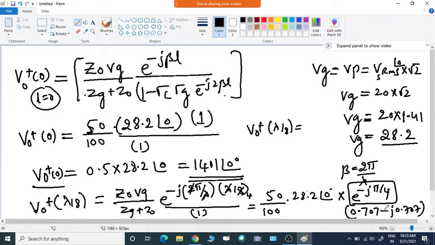Better you convert this one into polar form, then you can multiply. Addition is easier in rectangular form, multiplication is easier in polar form. So convert this into polar and then multiply. So what is the value? How much is it giving?